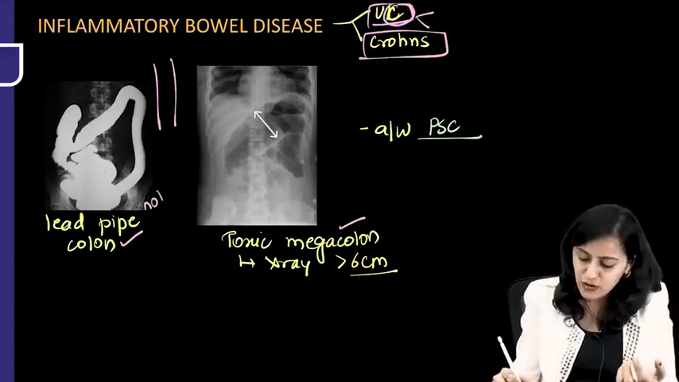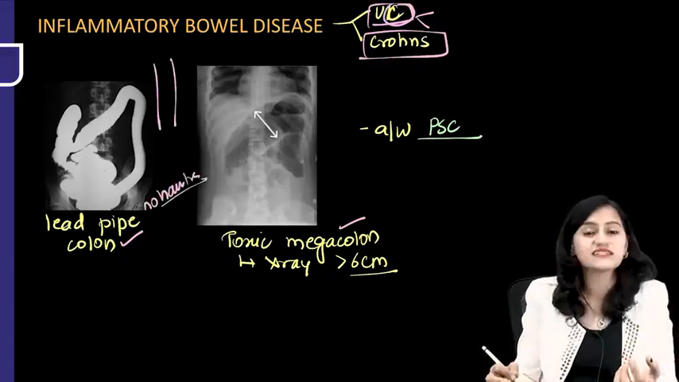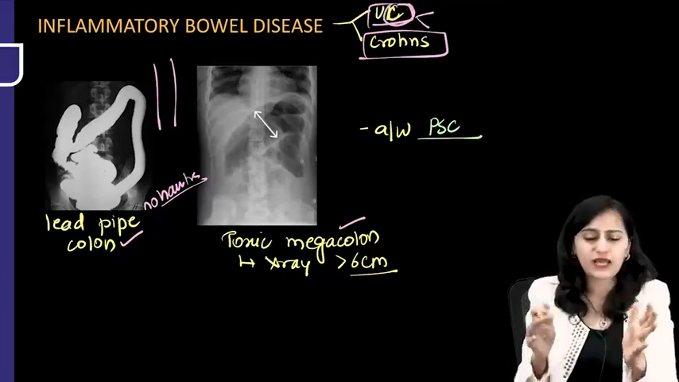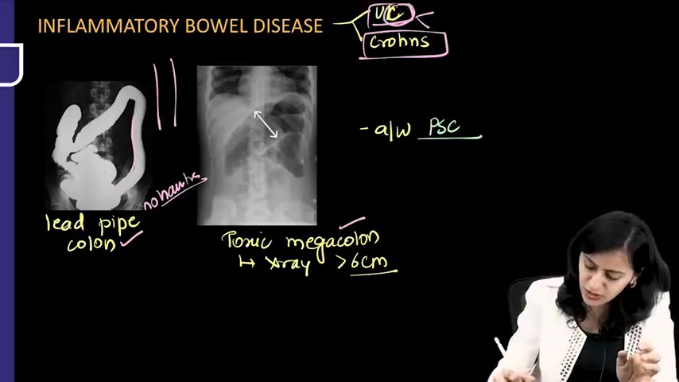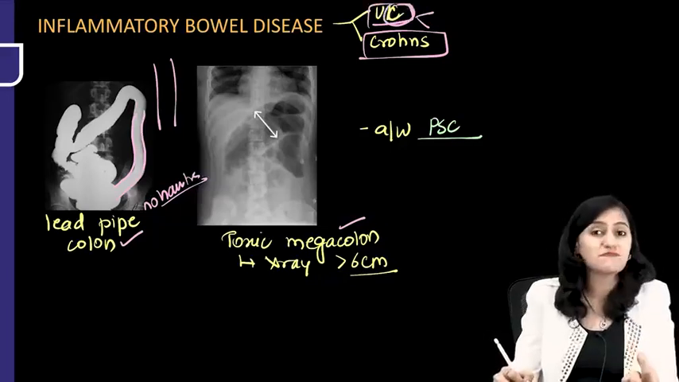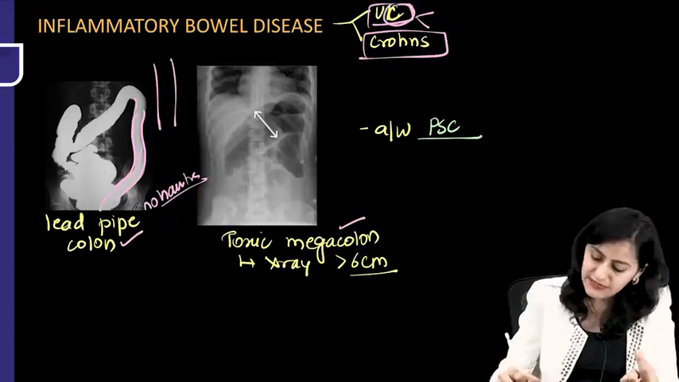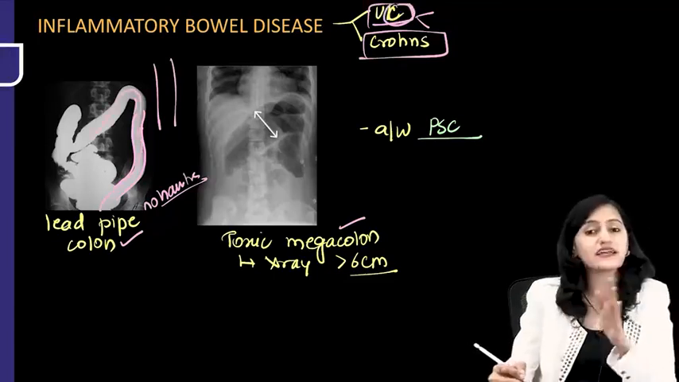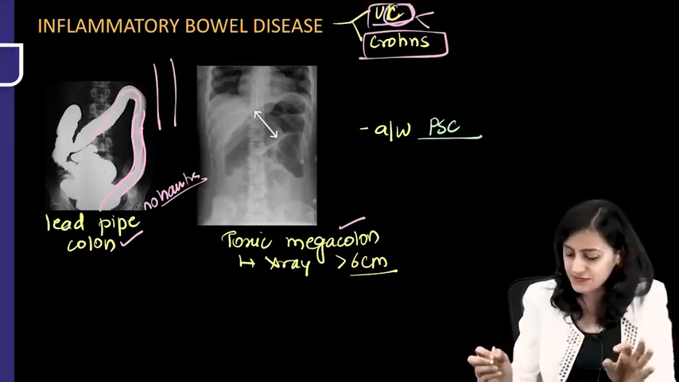That means there are no haustrations now. The haustrations are destroyed and it is rigid and small caliber. So look at this colon, which is appearing very smooth without the haustrations. This is the lead pipe colon. Ulcerative colitis has continuous involvement, retrograde, without skip lesions.